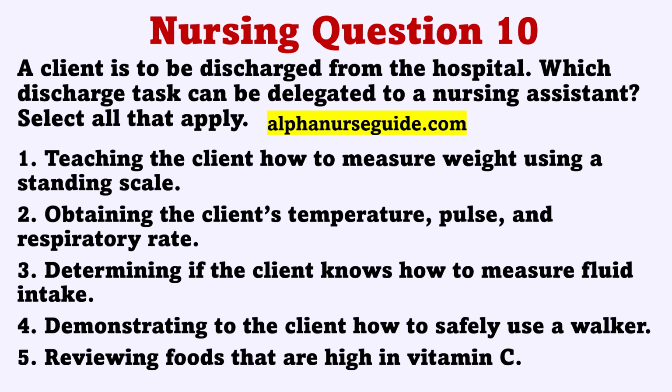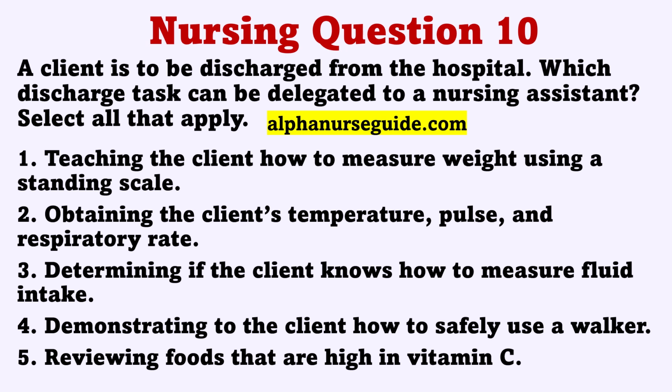The correct answer is 2. Obtaining the client's temperature, pulse, and respiratory rate. Rationale. Teaching a client how to obtain a body weight requires the knowledge and judgment of a nurse. Teaching requires a complex level of interaction with the client, problem solving, and innovation in the form of an individually designed teaching plan of care that addresses the specific learning needs of the client. In addition, the outcome is unpredictable, and it has the potential to cause harm if the skill is taught incorrectly.